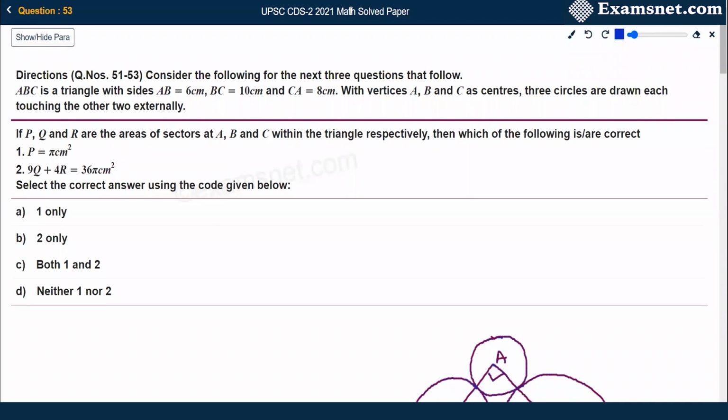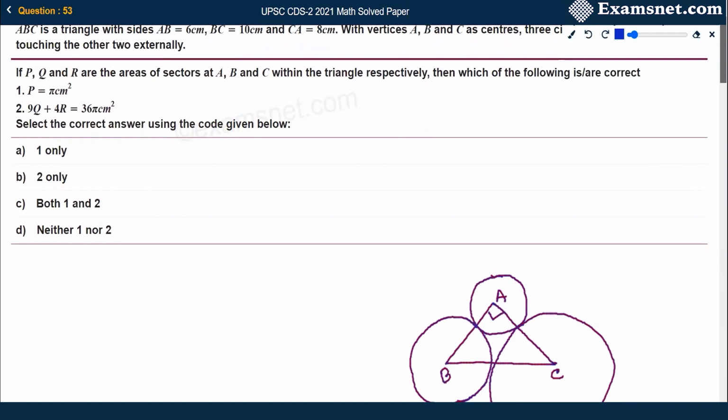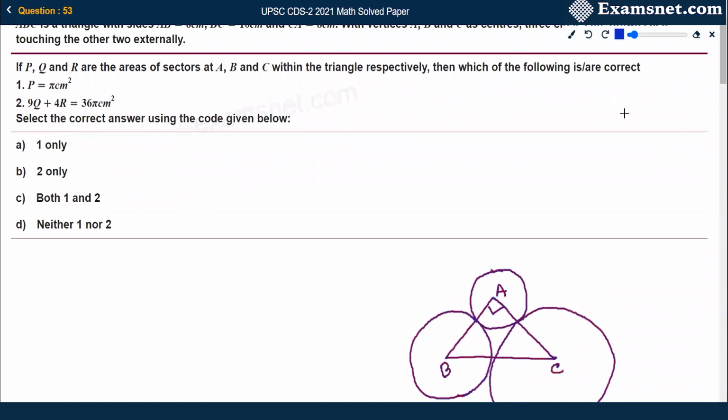In question number 53, again it is a continuation of the previous question, but they have added some extra given information, that is, if P, Q, R are the areas of sectors at A, B, C within the triangle respectively, then which of the following is or are correct? There are two given statements. P equals pi centimeter square, and another one is 9Q plus 4R equals 36 pi centimeter square.